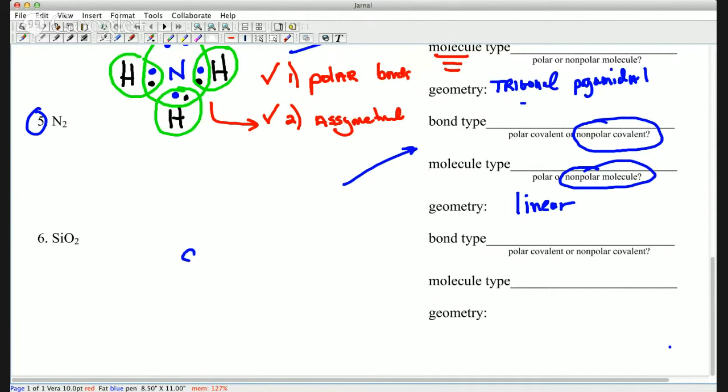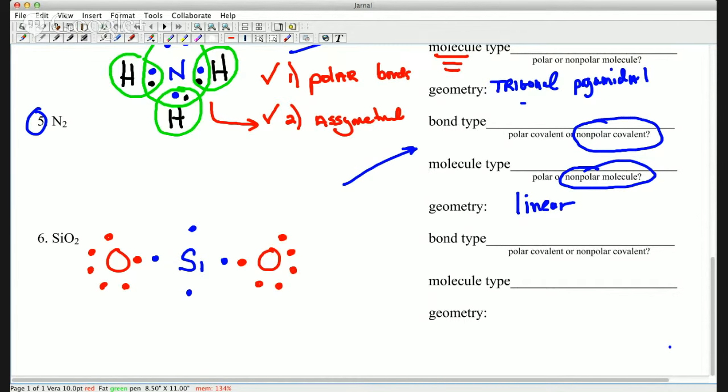Silicon has 4 valence electrons, so I write it out. Oxygen has 6, so I write it out. 1, 2, 3, 4, 5, and 6. This oxygen, 1, 2, 3, 4, 5, and 6. The first thing that I do is what? Make 1 bond. Put out all the valence electrons, and then I evaluate.